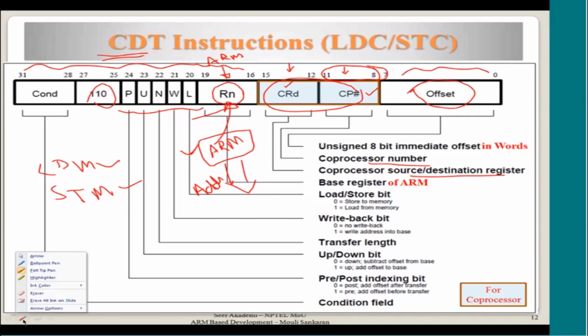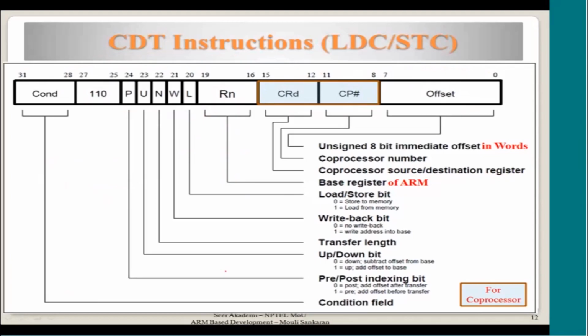Are you able to understand? Because of the size restriction, only an 8-bit immediate offset is given, but it is given in words. That means whatever offset is given will be shifted by 2 bits so that it becomes a byte address. And then the source and destination register is a coprocessor register.